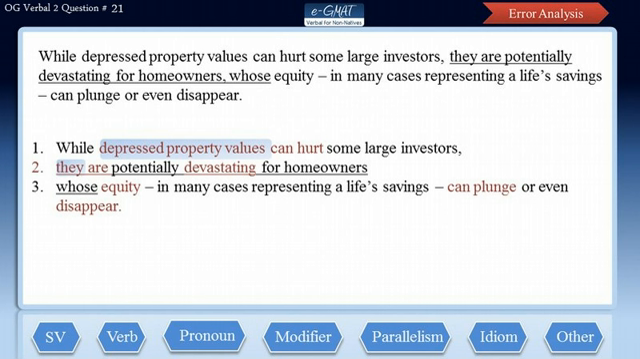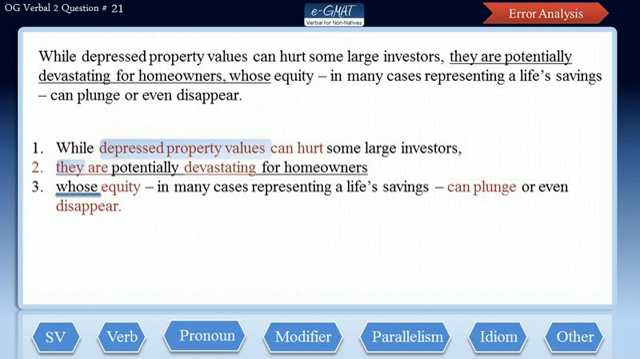It cannot refer to investors, another plural noun antecedent, because of logical and grammatical reasons. Grammatically, they is in the subject position and hence will have more affinity towards the noun in subject position of the preceding clause. Logically also, values is correct and investors is incorrect because investors cannot be potentially devastating for homeowners. That's illogical. So we do not have any pronoun ambiguity error here as well.